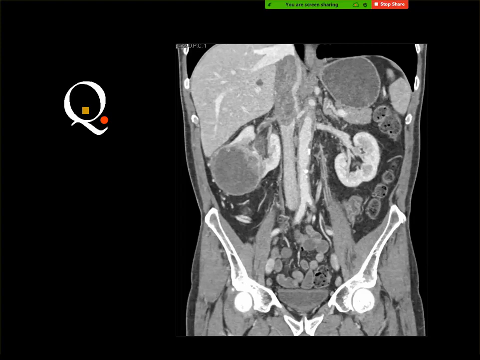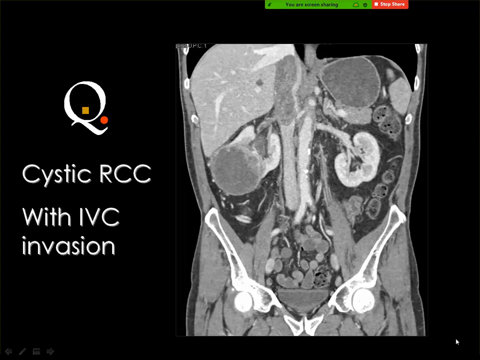Renal cell carcinoma. Cystic renal cyst, and invasion to the IVC, the renal vein. Yes, stage 3, IVC invasion. This is renal cell carcinoma invading the renal vein, extending into the IVC. Considering this small focal lesion in the liver, it may be a metastatic deposit, and may also be a simple cyst, an accidental finding. Very good.